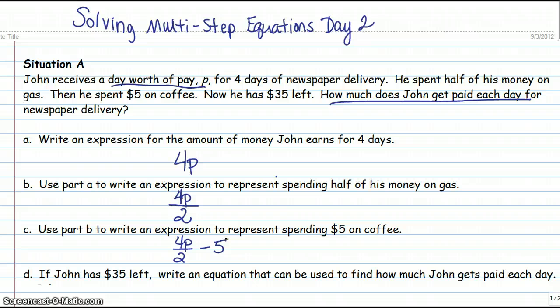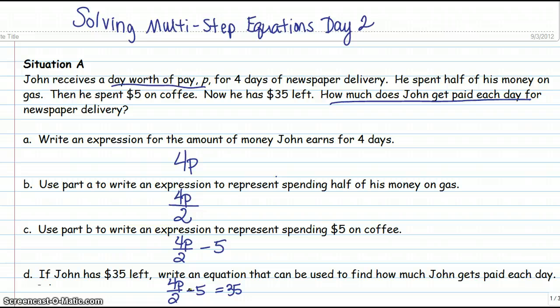Finally, if John has $35 left, we're supposed to write an equation that can be used to find how much money John gets paid each day. Well, he currently has 4P divided by 2 minus $5, which they're telling us is $35. So it has to equal $35. When you write an equation, notice that you have a variable on one side of the equation and a number on the other side of the equation. That variable should never be alone.